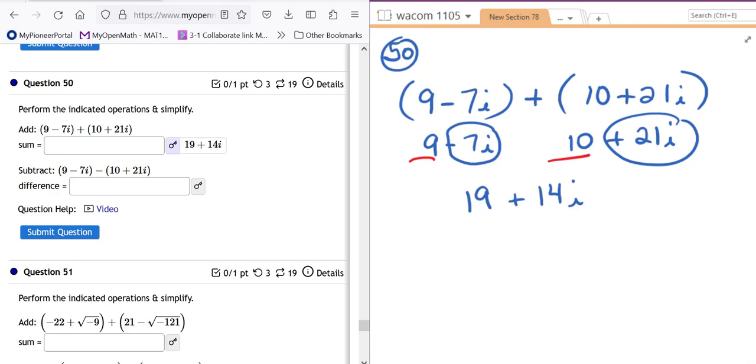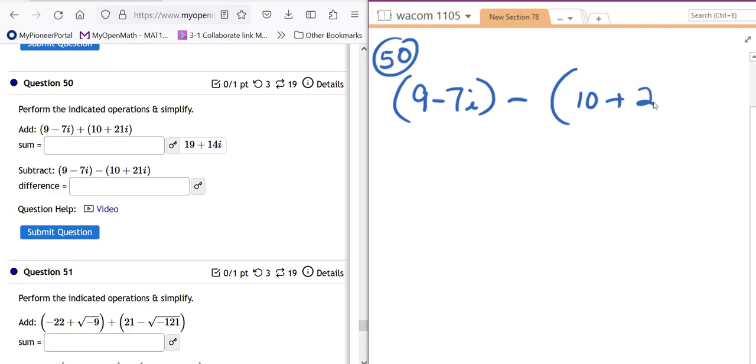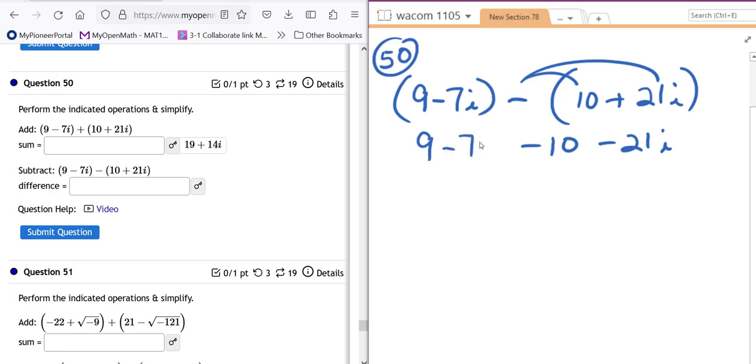Right. The subtract ones, watch out, distribute the minus. So this is still question 50. 9 minus 7i minus 10 plus 21i. Right? Take time to distribute that. So minus 10 minus 21i. Nothing in front of this one, so you're allowed to take the parentheses off. And then look for like terms.